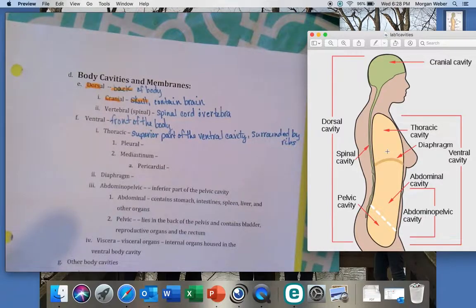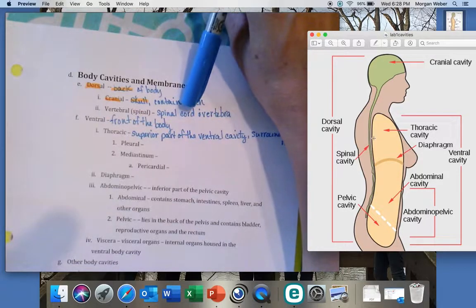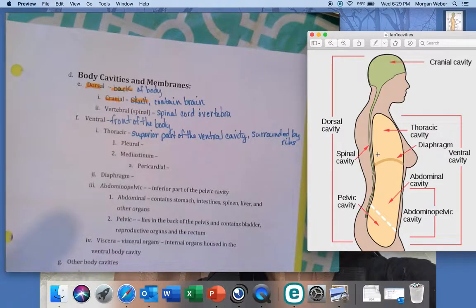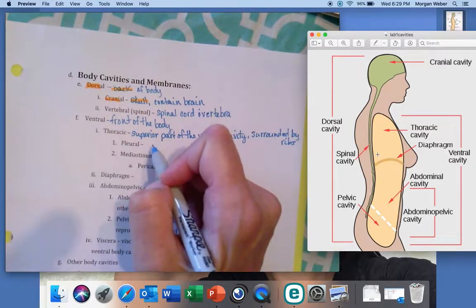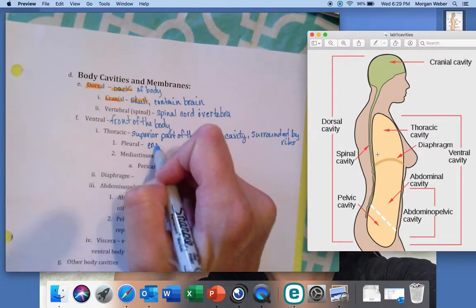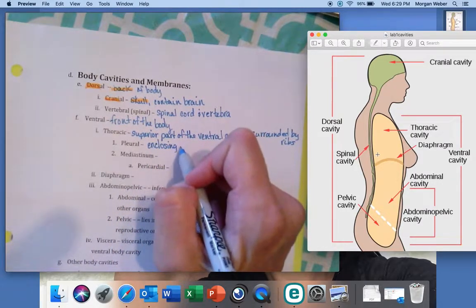Now, with this, we have the pleura. So we haven't talked about this yet. This is going to be a sac that's going to go around the lungs. So formal definition for the pleura is it is enclosing the lungs.